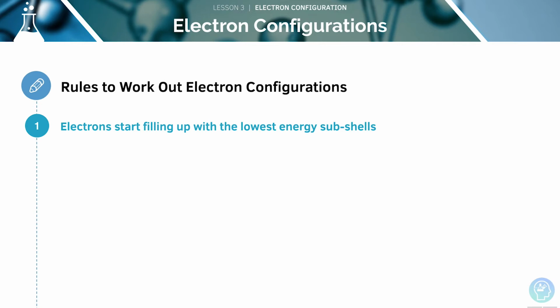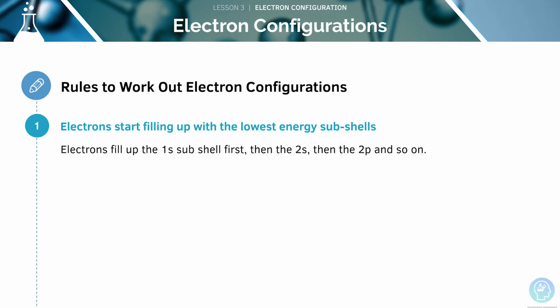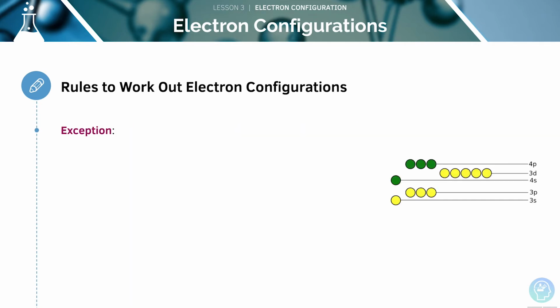In exams, you'll often have to write electron configurations for different elements. You can answer these questions by following the rules. The first rule is that electrons start filling up with the lowest energy subshells. Electrons will fill up the 1s subshell first, then the 2s, and then the 2p, and so on.